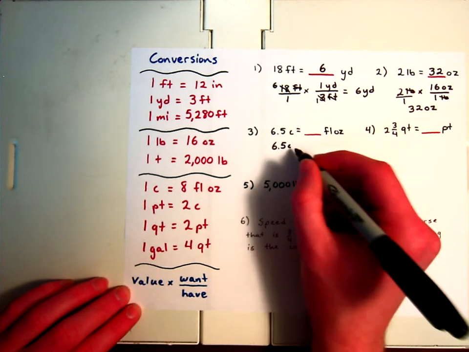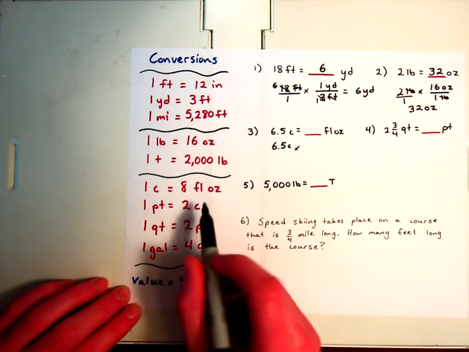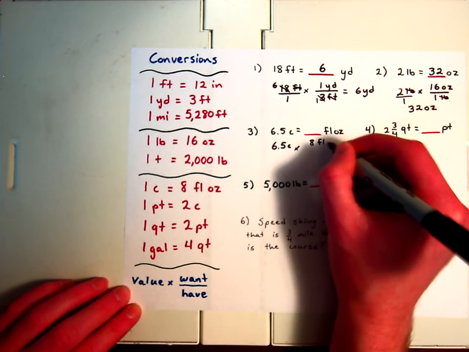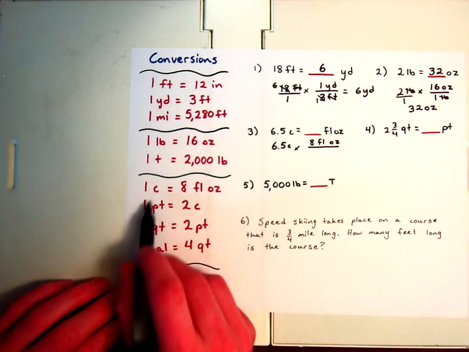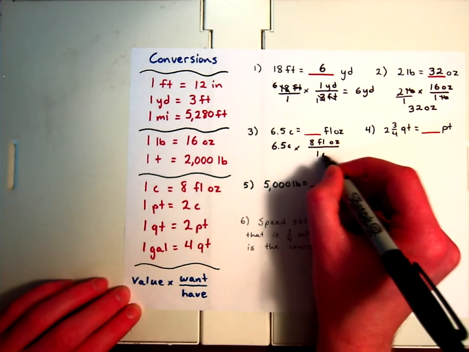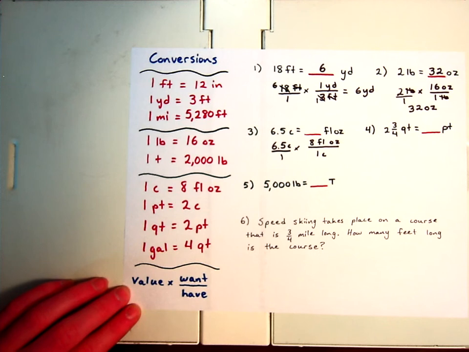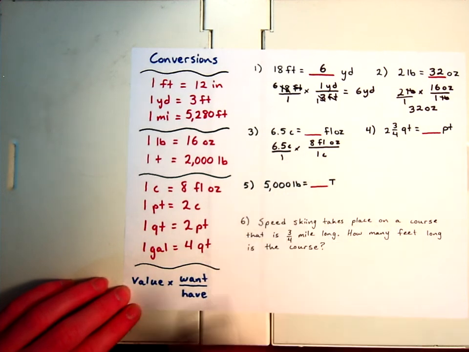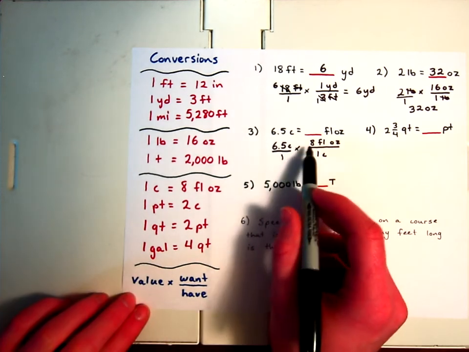So I'm going to multiply, well, what I want is fluid ounces, so that's in the numerator. So 8 fluid ounces over, it is equal to 1 cup. Well, we can add our 1 to the denominator, and then we look across. There's going to be no cancellations because they're not going to have a common factor that we can simplify by. So what we just end up with is 6.5 times 8.